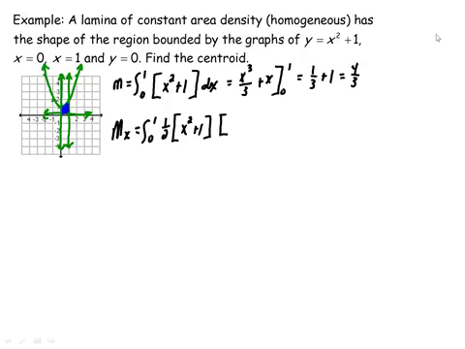Times f of x again, minus g of x again, which is 0, so it's not really going to matter, dx. All right, so that's your setup, and again, all you're doing is copying off of your formulas page. Just remember that this is your f of x, and this is your g of x. Okay, does that help?